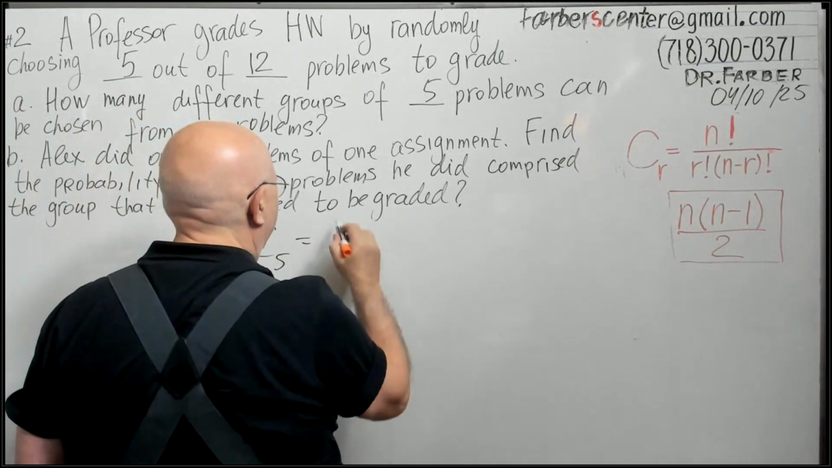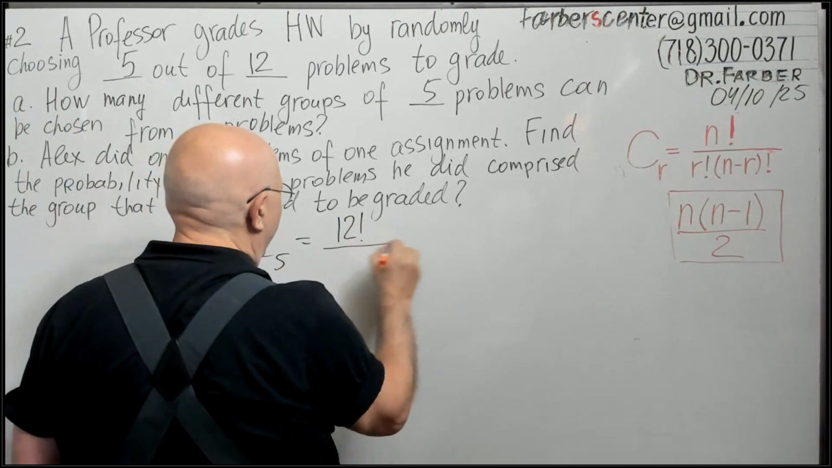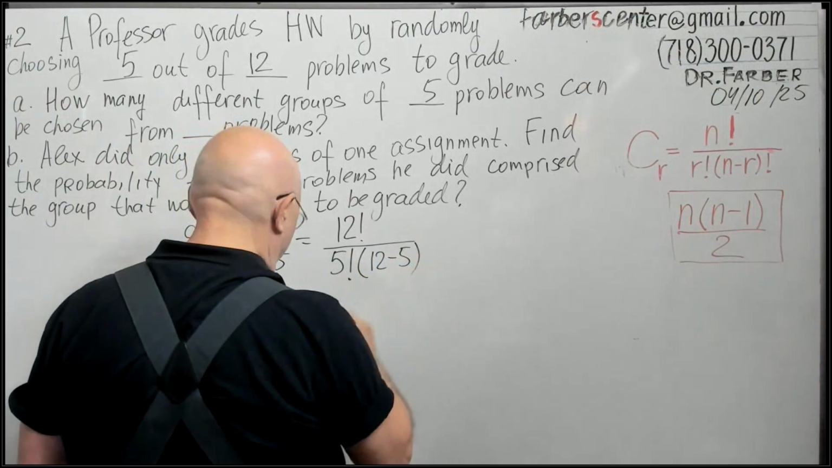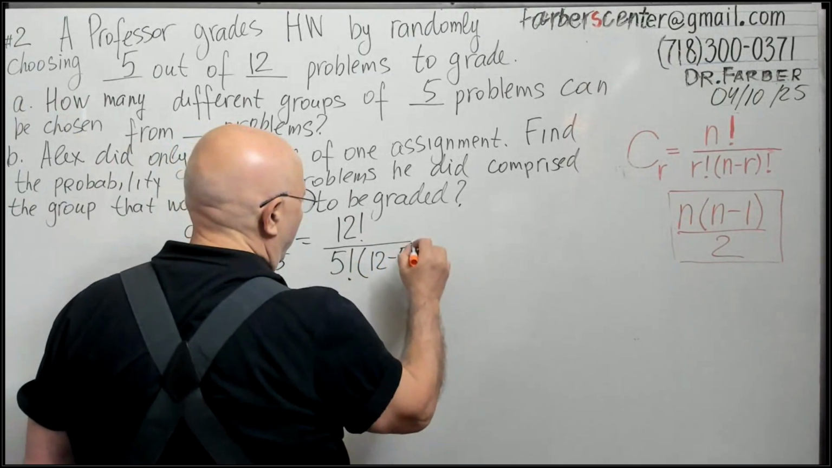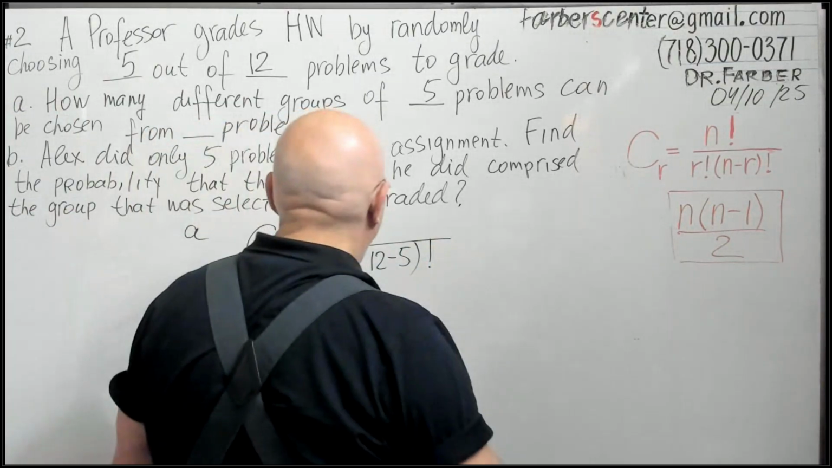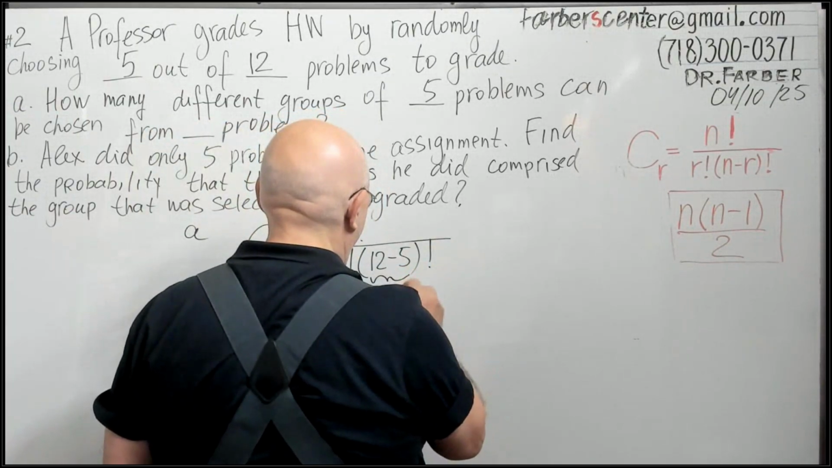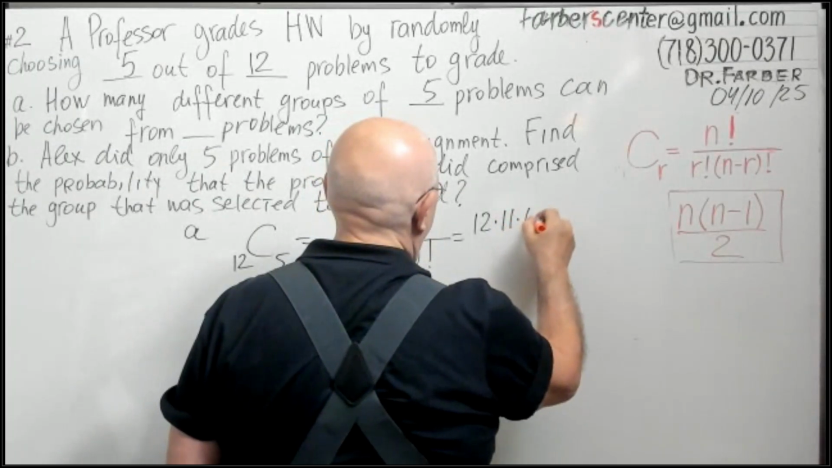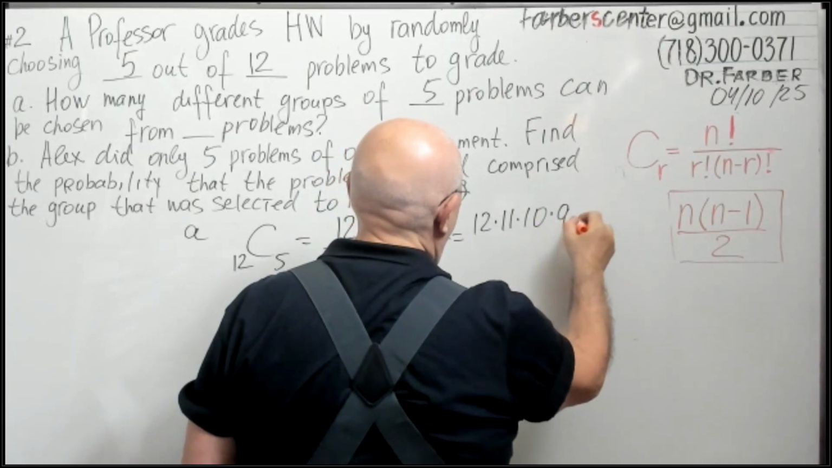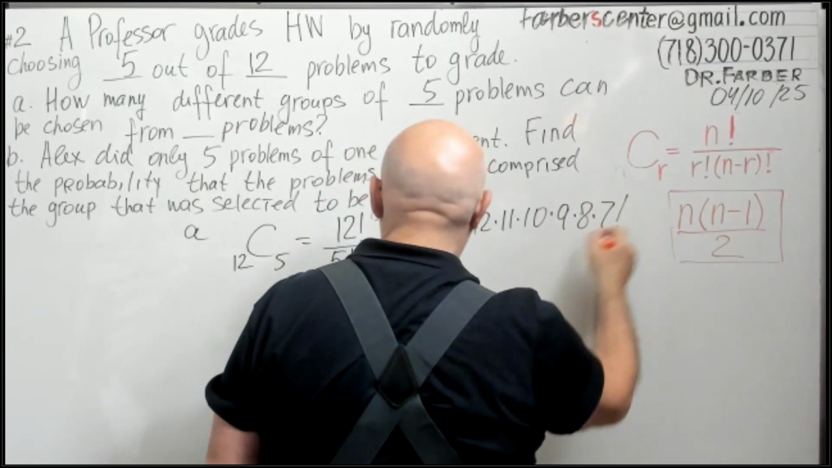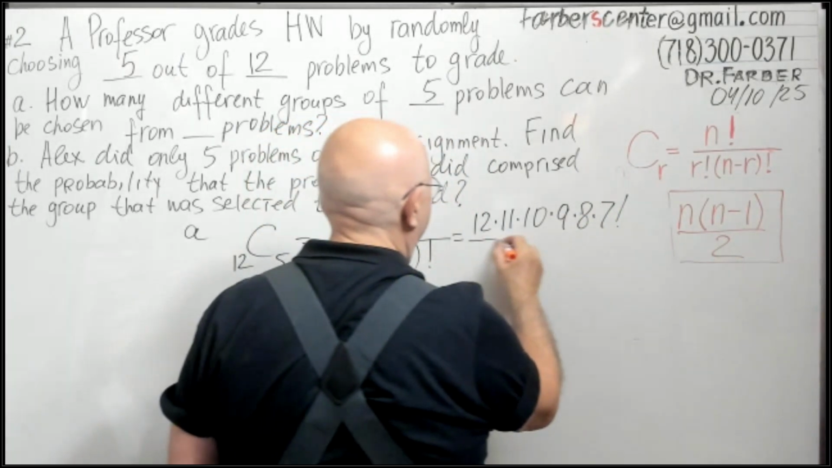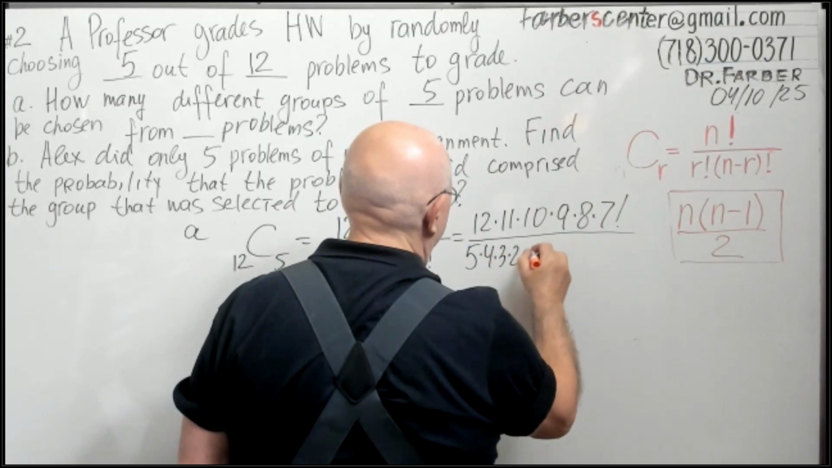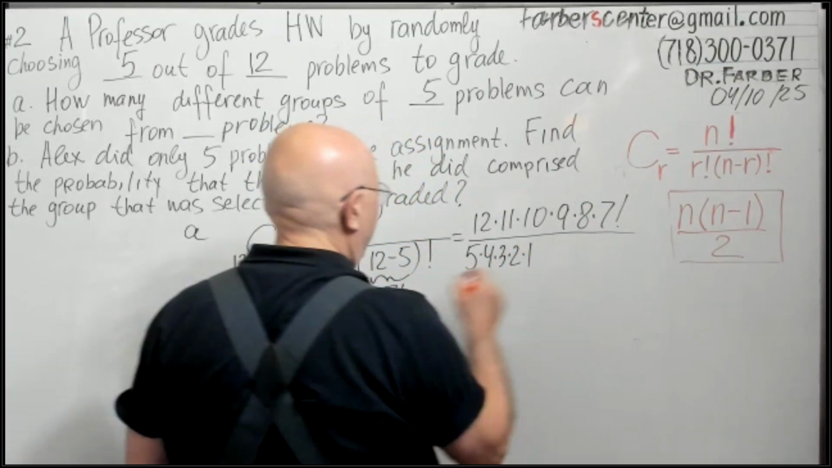divided by 5 factorial by 12 minus 5 factorial, which is 7 factorial. It would be 12 times 11 times 10 times 9 times 8 times 7 factorial, because 7 is the biggest one, divided by 5 factorial, which is 5 times 4 times 3 times 2 times 1, and times 7 factorial.